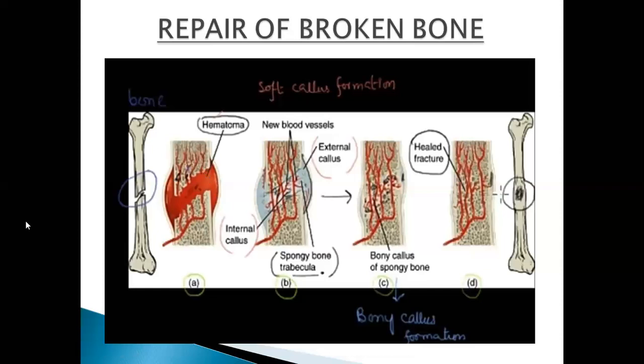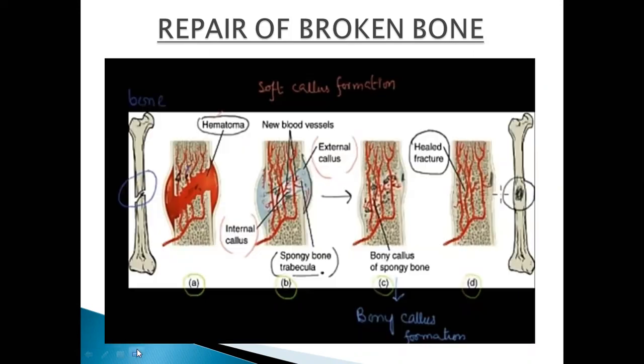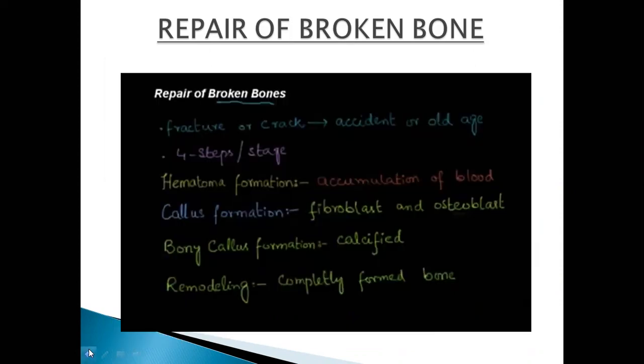So for the repair, these clots are removed by the surgeon or sometimes by the body itself. This is the first step of bone repair. That was the hematoma formation, accumulation of blood. Next to it is the callus formation, or you can say the fibrocartilaginous callus that is present in the bone region.